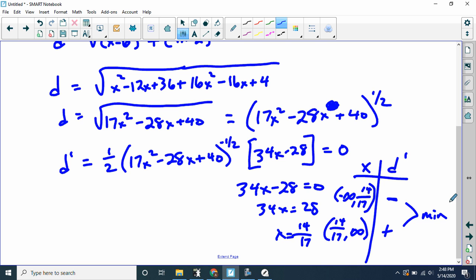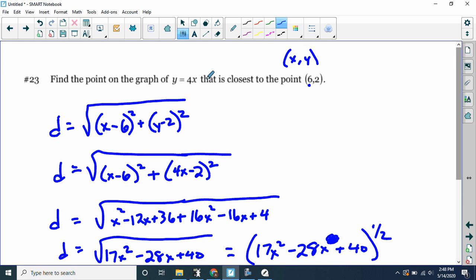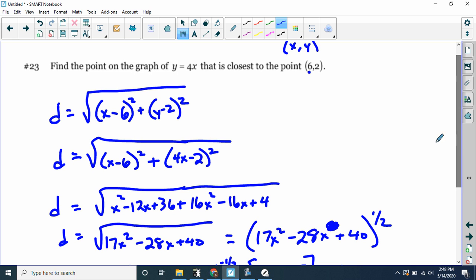This is the x value of the point. To get the y value of the point, go back to the original equation and plug it in for x. So our x value is 14 over 17, and our y value is, what is that, 56 over 17? Yep.